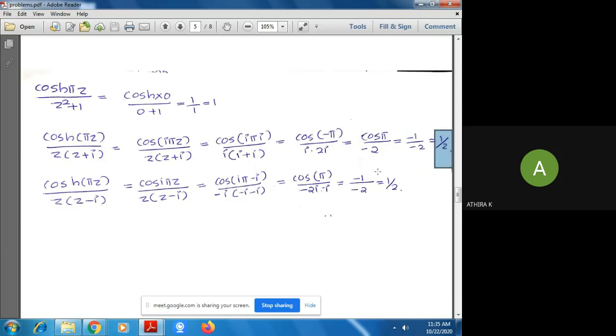Similarly, we consider the second integral. Here z is equal to minus i is the singular point.